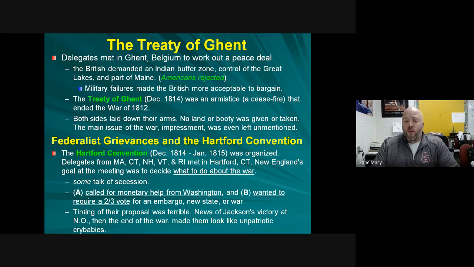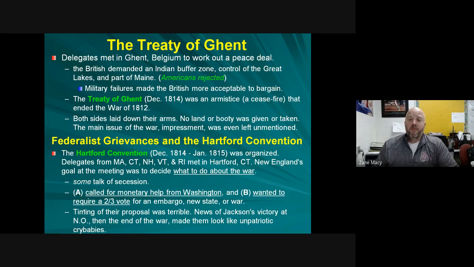The main issue of the war, impressment, which had been an issue between the United States and Great Britain for, honestly, at this point, close to 20 years, wasn't even mentioned in the treaty. This was basically just an armistice, a ceasefire to stop the fighting that was the War of 1812. But the United States comes out on top. We remain independent. Like I said, this could have gone extremely bad had things not gone the way that they had.